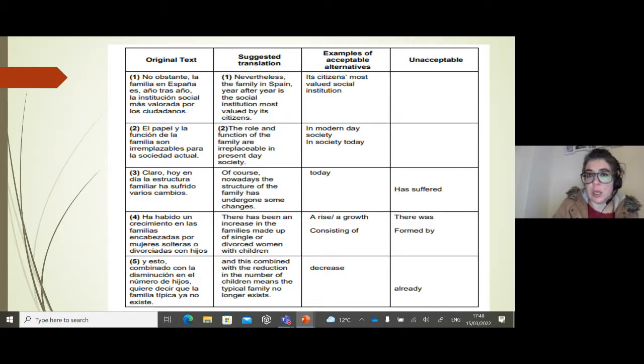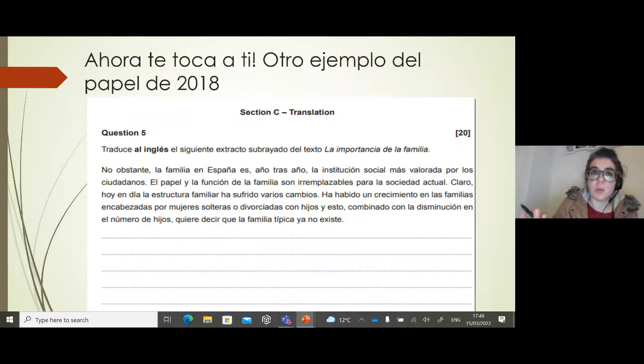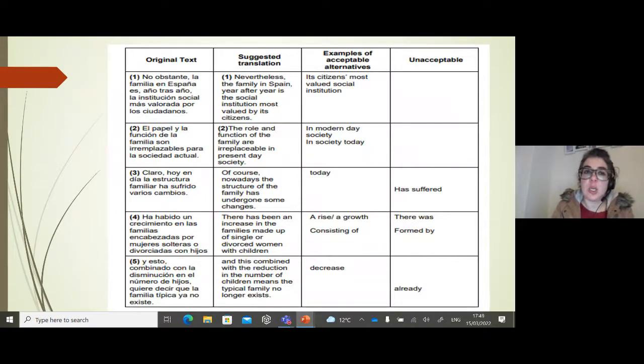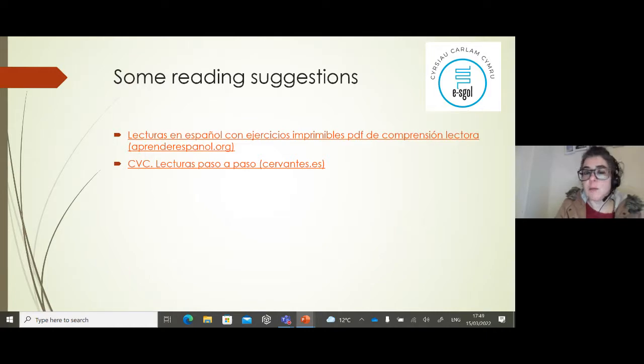You got some suggestions for translation in this one, so I would suggest that you pause and you tackle this translation exercise as we've done together. And then after that, try to mark it. Look, you got here the original test, a suggested translation, and then some acceptable alternatives and words that are not acceptable. So make sure you mark fairly with your work. To carry on tackling translation is worthwhile.